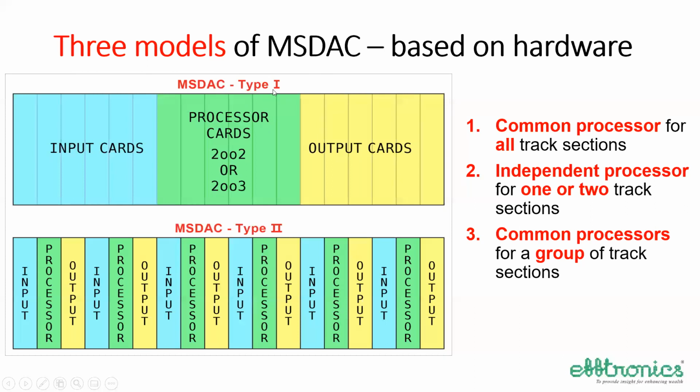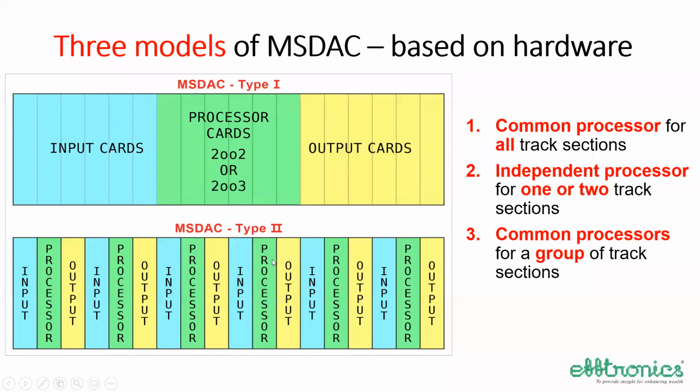So if MSDAC type 1, here it is only centrally, just only centrally means we are talking about central evaluator only. At central evaluator, only one set of 2 out of 2 or one set of 2 out of 3 processors are sufficient to process all the inputs and then give the outputs. The example is the Thales.